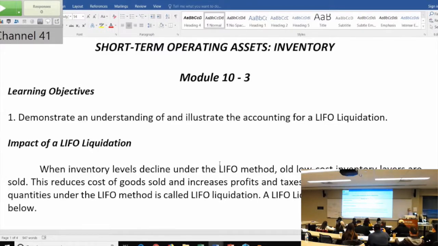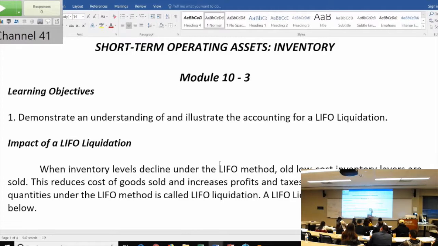Module 3. In this case, we're going to talk about what we mean by the term LIFO liquidation. Generally, in order for LIFO to be tax beneficial, what do you need? You need to have prices rising, and you need to have quantities constant or increasing. If quantities drop, you're going to eat into those base layers and have the lower cost released. Lower cost lowers cost of goods sold and raises profit. The term LIFO liquidation applies to cases where older costs are used to value cost of goods sold.